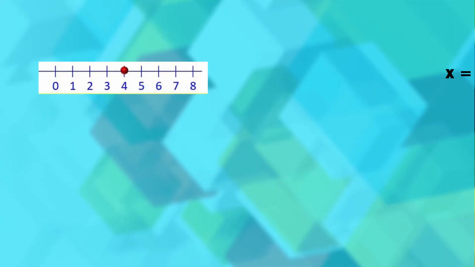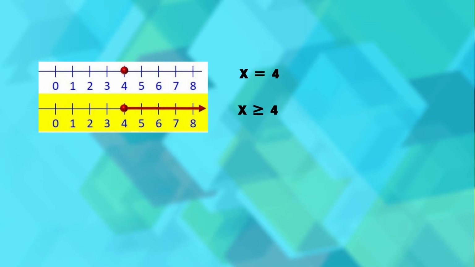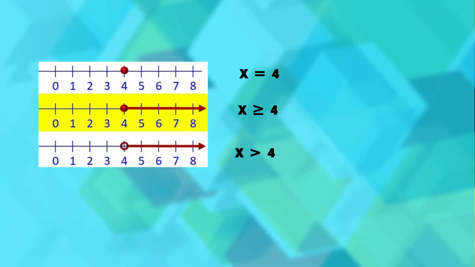Good. So the first one doesn't actually represent an inequality. It's just an equation. And the equation is x is equal to 4. Next, we have x is greater than or equal to 4 because it's a solid circle with an arrow. The third one, we have x is greater than 4.